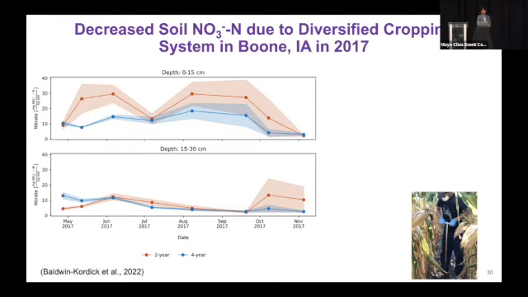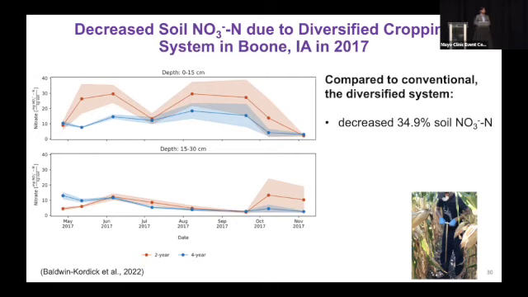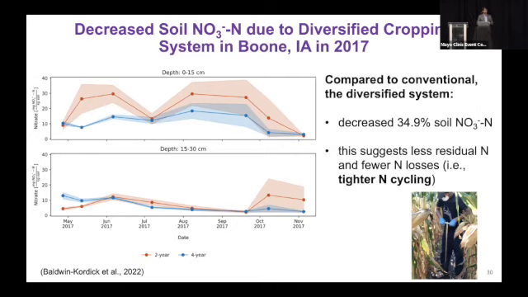In both cases, what we learned is that compared to the conventional system, the diversified system decreased the total inorganic nitrogen by almost 35%. So what it suggests is that there is less residual N and fewer N losses. In other words, the diversified system integrated with livestock shows tighter nitrogen cycling.